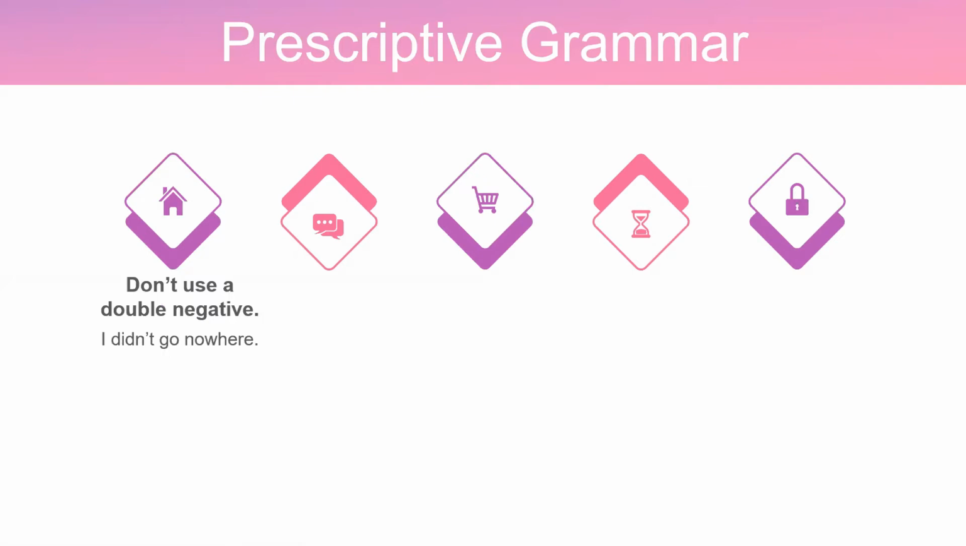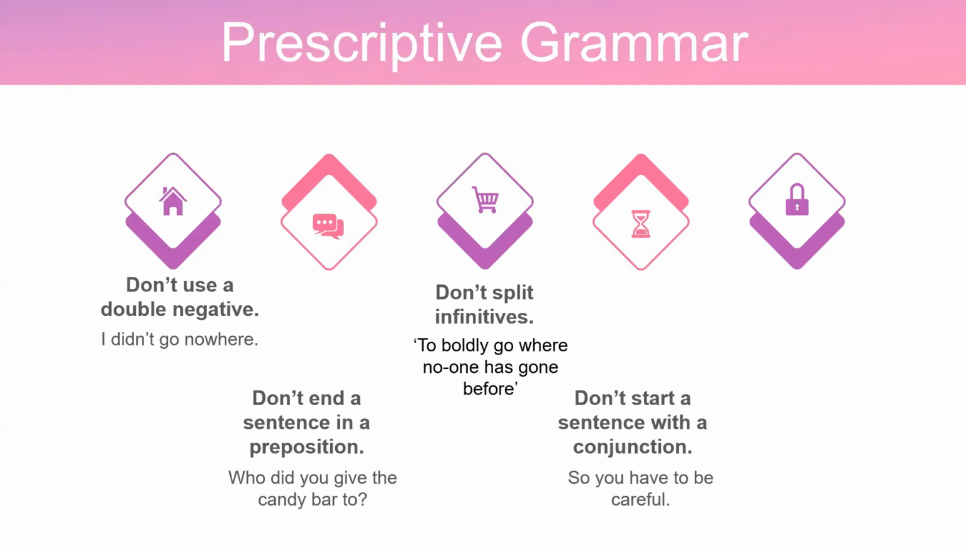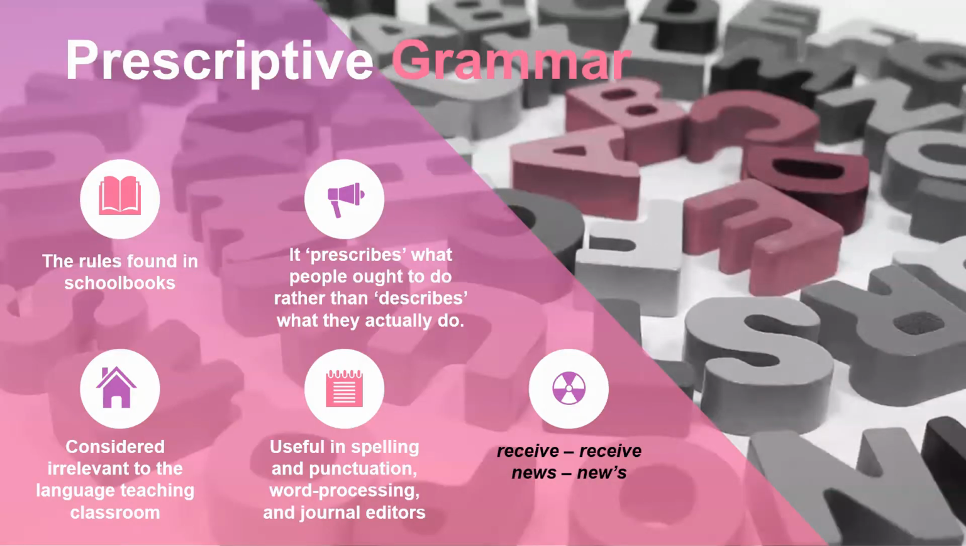These are the examples of prescriptive grammar. Don't use a double negative, such as I didn't go nowhere. Don't end a sentence in a preposition. Who did you give the candy bar to? Don't split infinitives. To boldly go where no one has gone before. Don't start a sentence with a conjunction. So you have to be careful. Do not use ain't. For example, I ain't going.